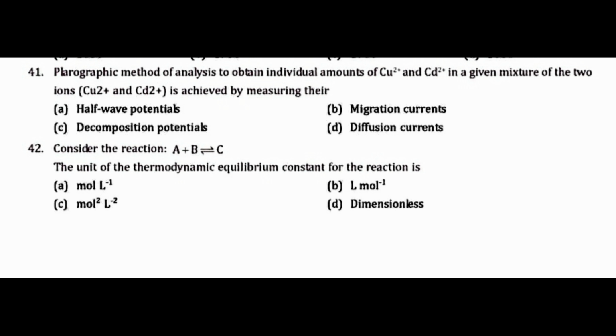Question number 42. Consider the reaction A plus B reversible C. The unit of the thermodynamic equilibrium constant for the reaction is: option A, mole liter raised to minus 1; B, liter mole raised to minus 1; C, mole square liter raised to minus 2; D, dimensionless. What is the correct answer? The correct answer for this question is option D, dimensionless. The thermodynamic equilibrium constant K is dimensionless.